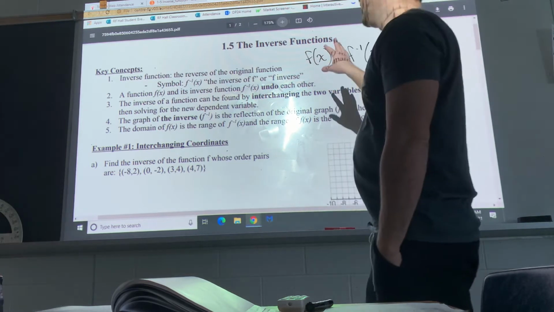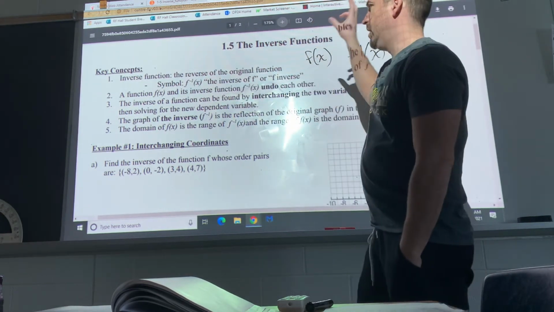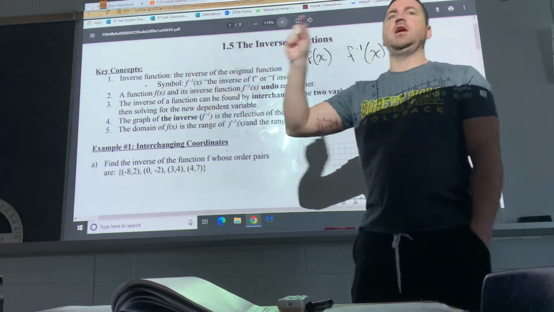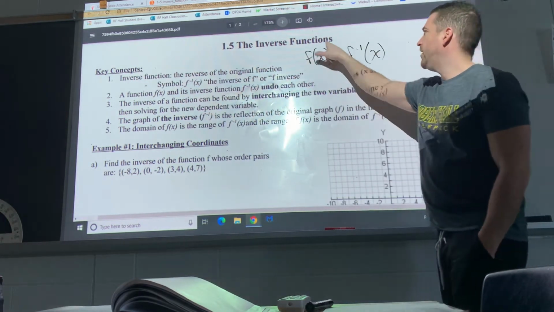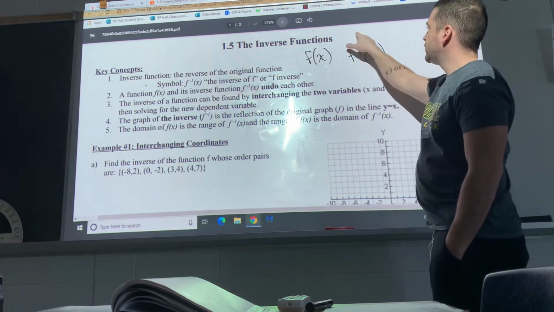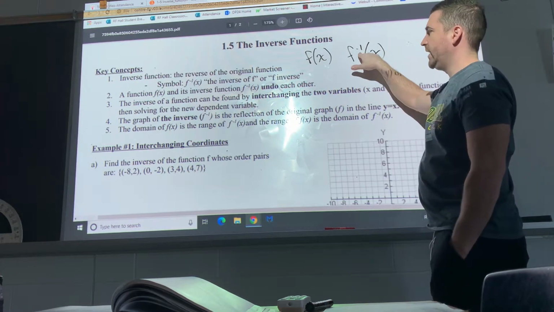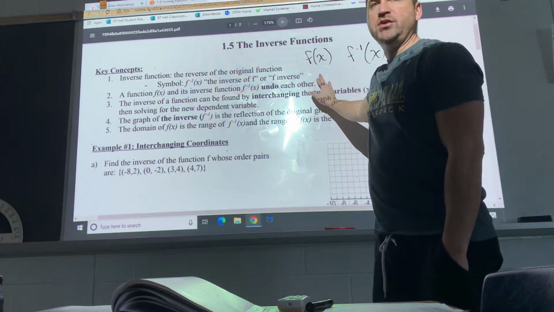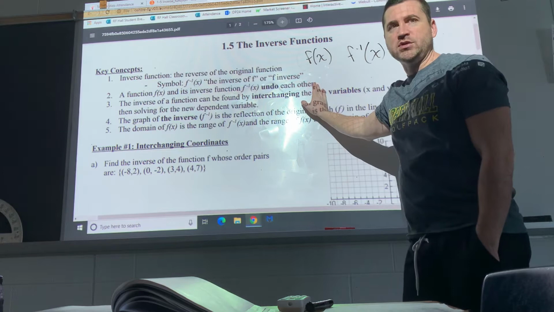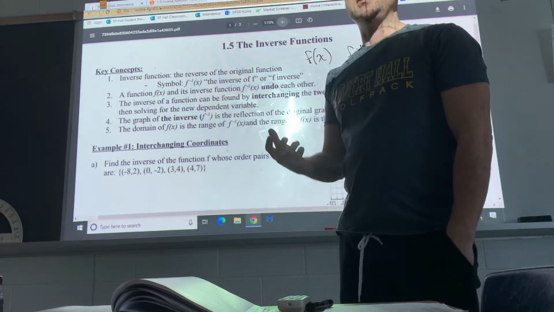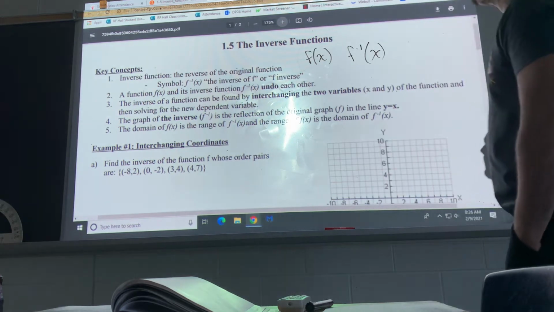Okay, so the inverse is the reverse of the original function. So we have f(x), and then we have the inverse of f(x). f(x) is the function, and the inverse function is f(x) with the -1 here. The f(x) and its inverse undo each other, so they kind of cancel each other out, the opposite, just like multiplication and division, addition and subtraction.